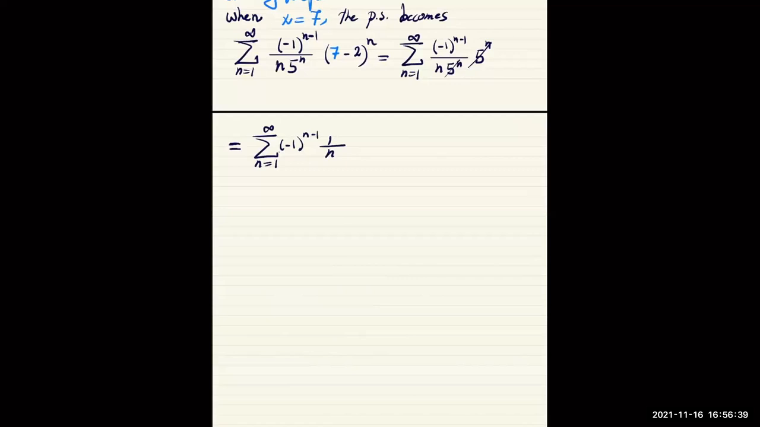Okay, so what do you do again to check for convergence? You have to run the AST.